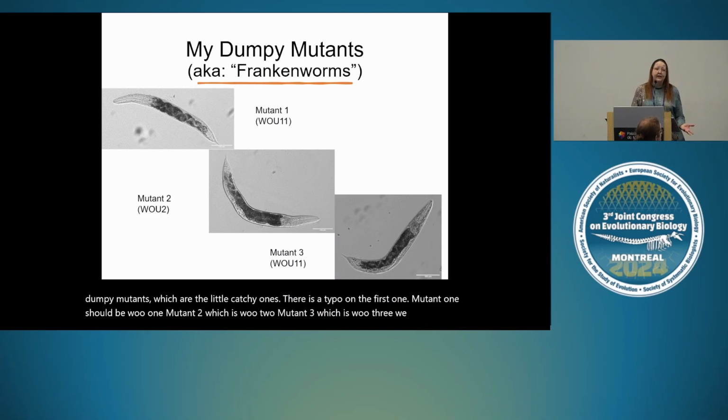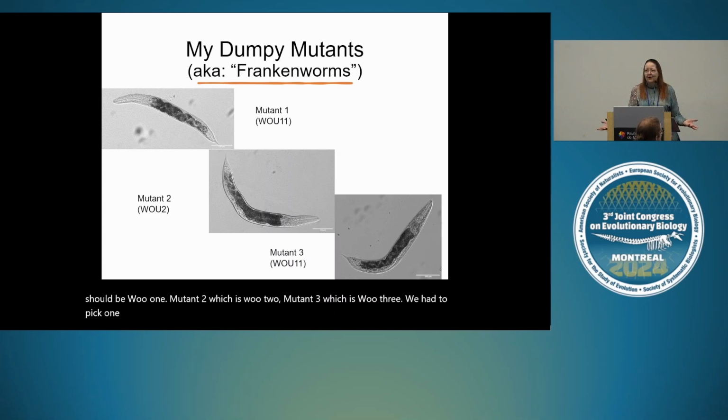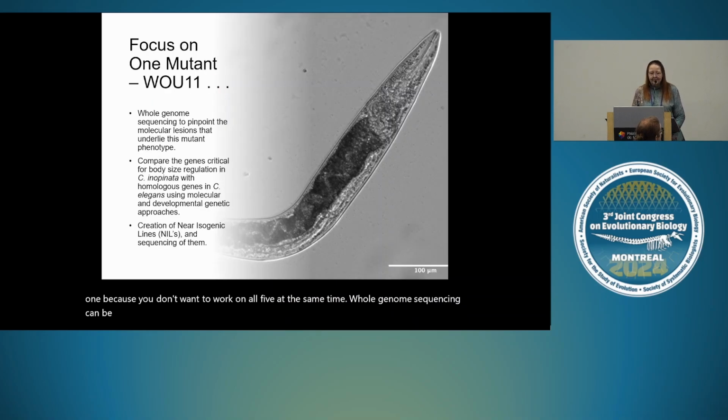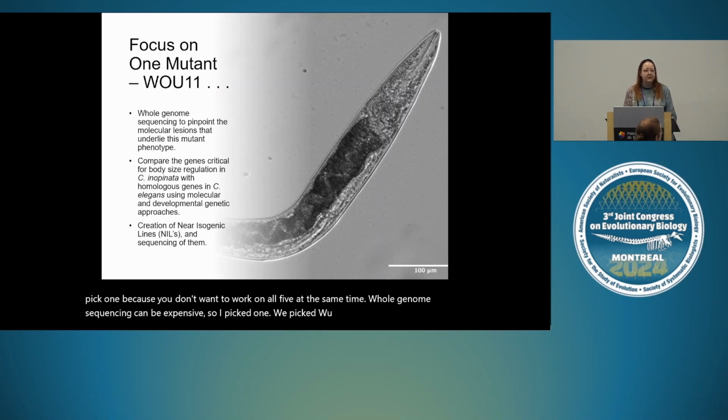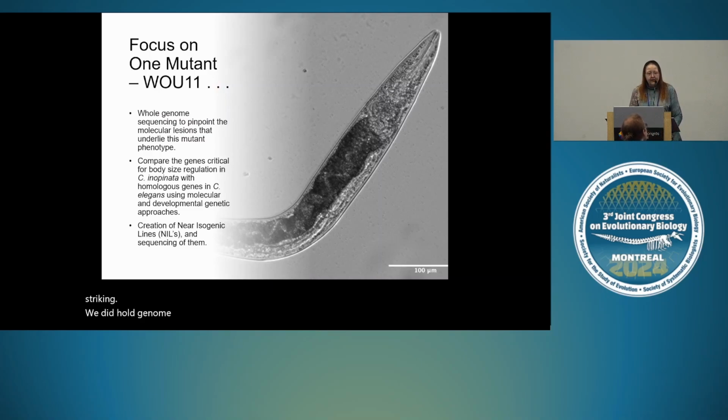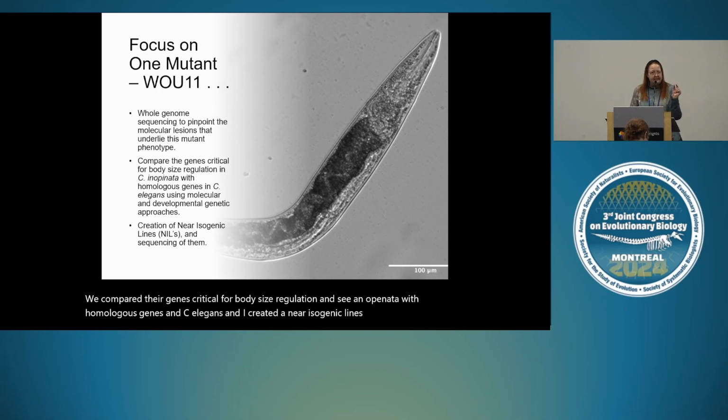We had to pick one because you don't want to work on all 5 at the same time. Whole genome sequencing can be expensive. So I picked one. We picked WU11 because it was the most striking. We did whole genome sequencing to pinpoint the molecular lesion that may underlie the mutant phenotype. We compared genes critical for body size regulation in C. inopenata with homologous genes in C. elegans, and I created near isogenic lines to help me pinpoint that lesion.